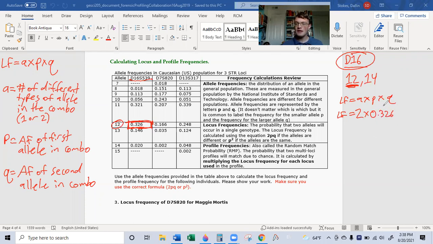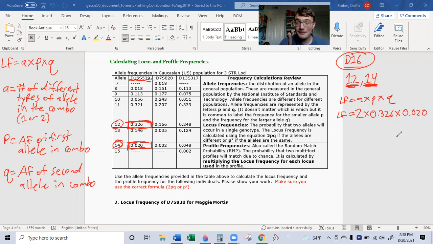Now that's going to be times Q, which is the allele frequency of the second allele in the combo, which is a 14. So we come to our table, because allele frequencies are found on the table. That's D16, 14 allele. So right there, the allele frequency of the second allele in the combo, 14, is 0.020.